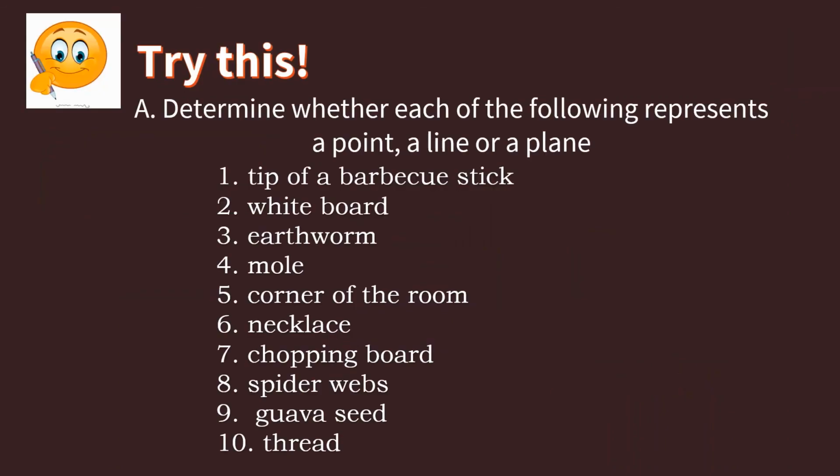And now it's your turn. Get your paper and pen and do this activity. Determine whether each of the following represents a point, a line, or a plane. Number 1, tip of a barbecue stick, whiteboard, earthworm, mole, corner of the room, necklace, chopping board, spider webs, guava seed, and thread.